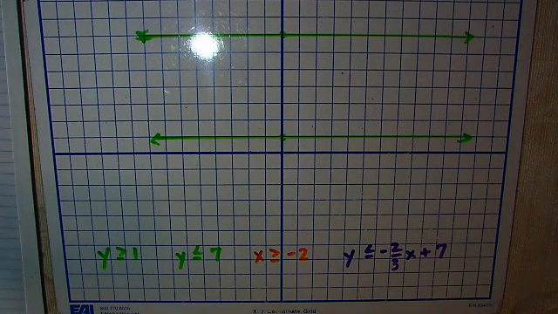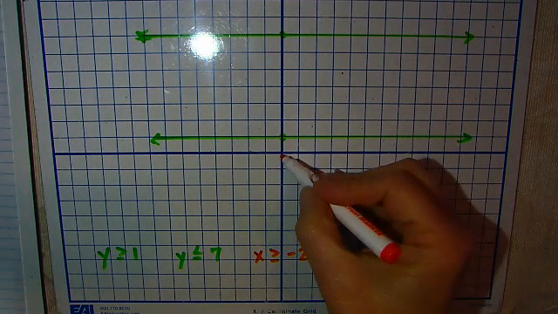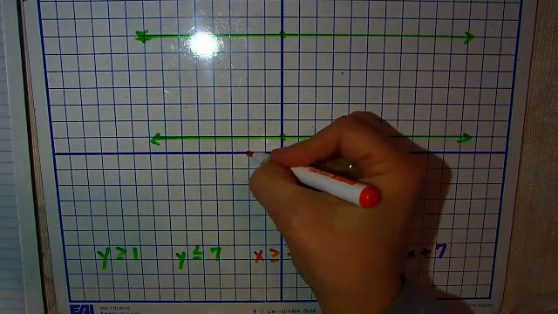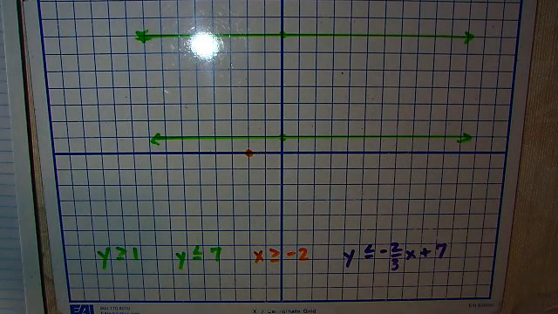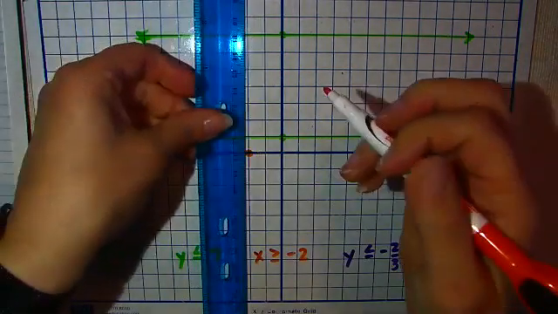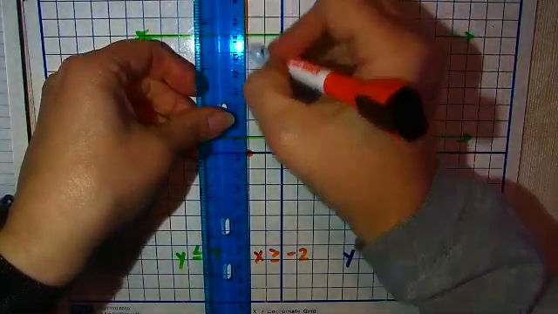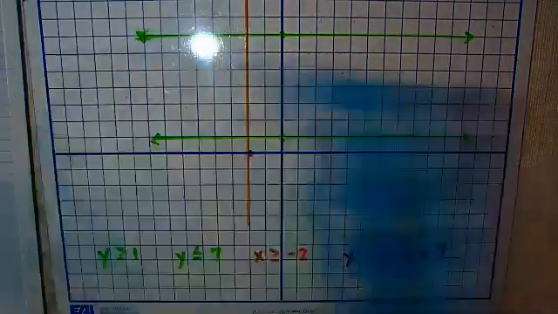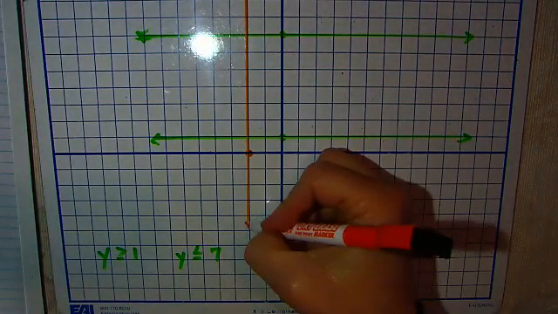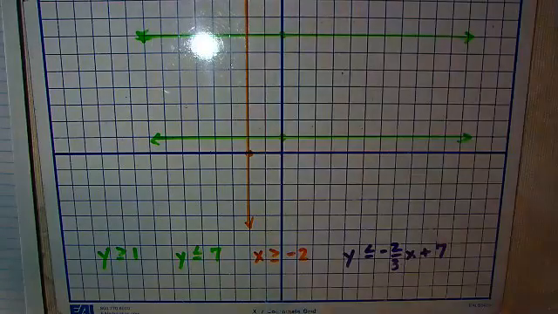The third one, we have x. So this time, this is going to be a vertical line. It says x greater than or equal to -2. So on the x-axis, we're going to go to -2. And this time we draw a vertical line. All right, looks something like that. So again, the verticals and horizontals are usually pretty quick. Just make sure you get them going in the right direction.